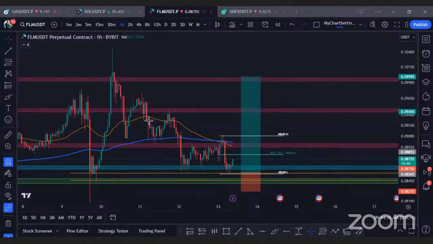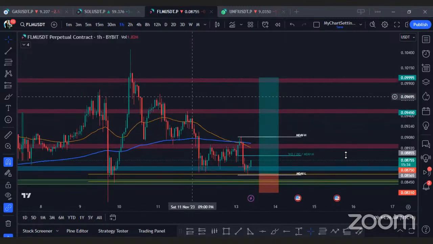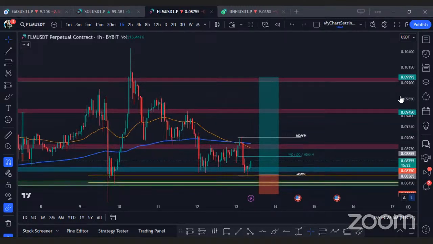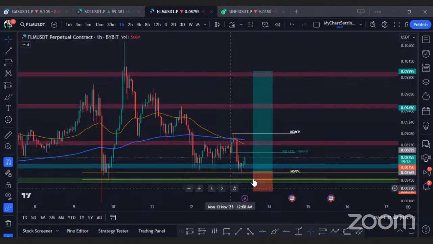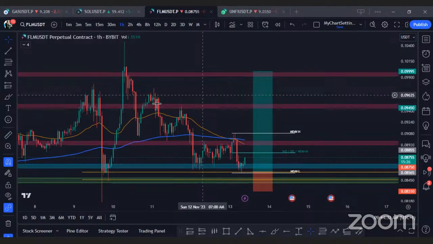LuxAlgo is a premium indicator that you can pay for. I think there is a monthly option or you can do yearly, depending on what you want. LuxAlgo is a premium indicator. They are indicator providers. All right, let's see how this goes, guys.